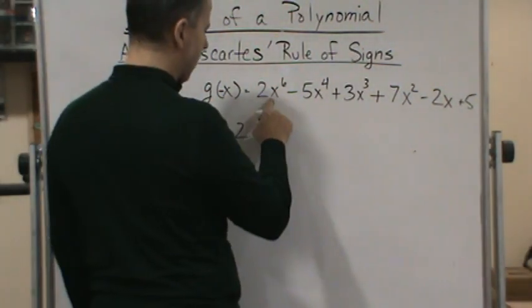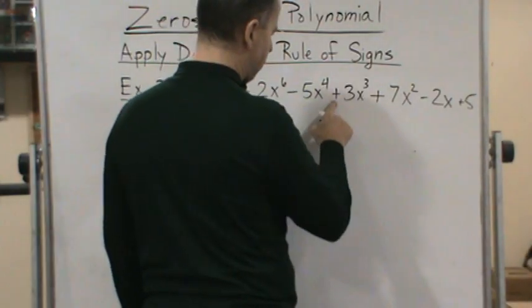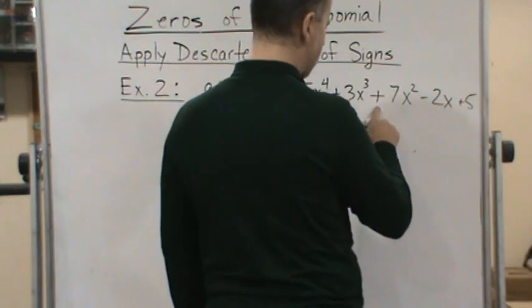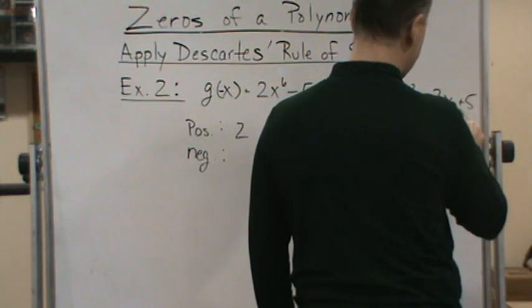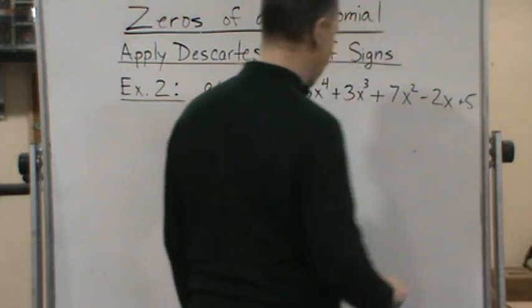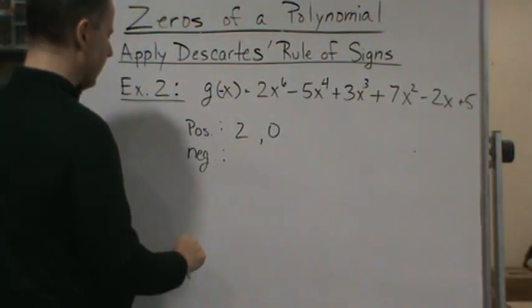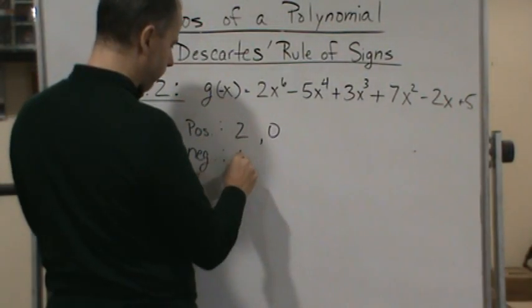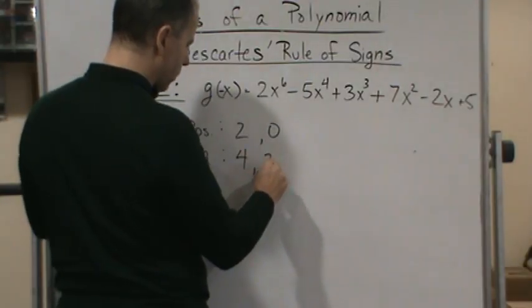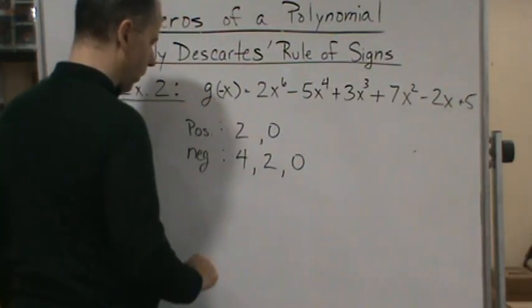So it goes from positive to negative, that's 1, to positive, that's 2, stays positive, goes to negative, that's 3, goes to positive, that's 4. Okay, so that means the possible negative real roots are going to be either 4, 2, or 0.